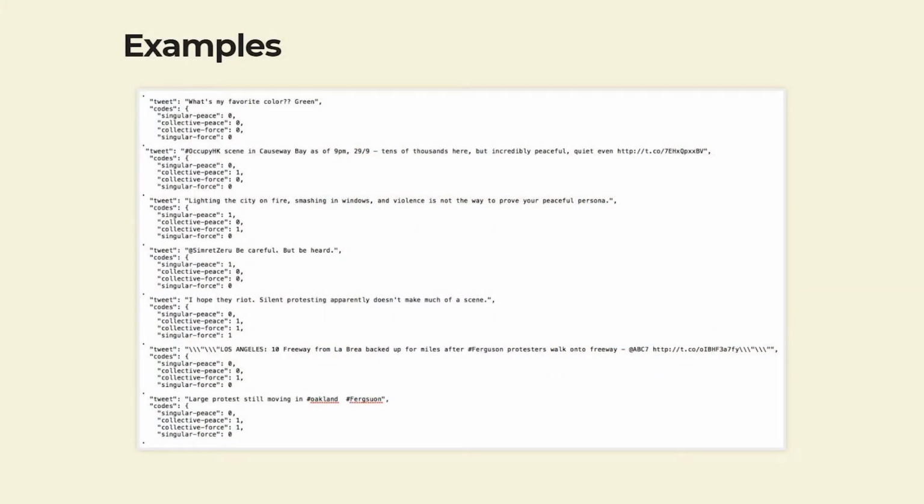So we hand-coded lots of tweets. I hand-coded a lot of tweets. But a tweet can represent many different action types depending on how the discussion is being made. So this is an example of what some of our codings are. For example, someone saying, "I hope they riot. Silent protesting apparently doesn't make much of a scene." That's representative of several of these different tags because they're talking about silent protesting. They're saying, "I hope they riot." And individually, they're inciting a riot. So we've got singular force there too.